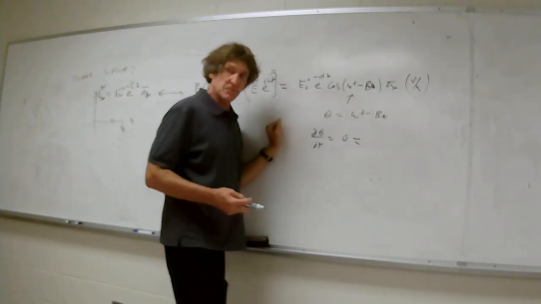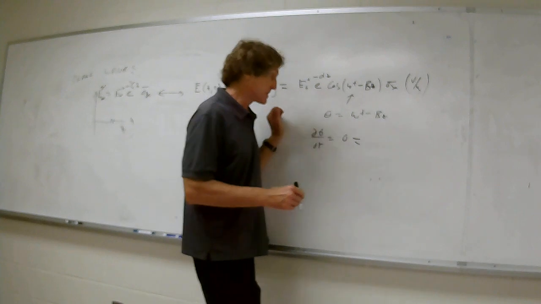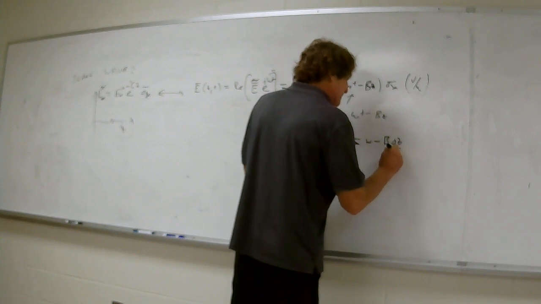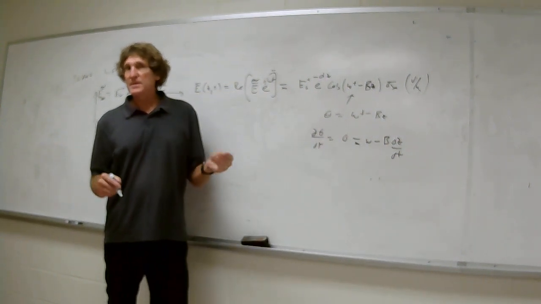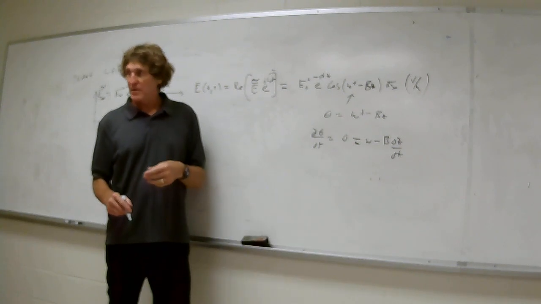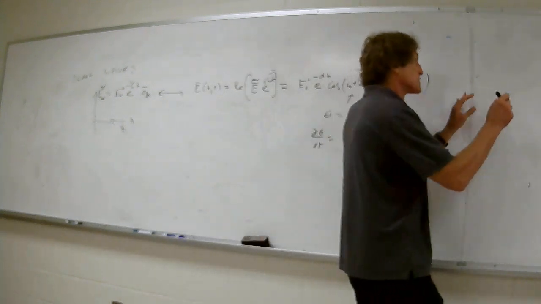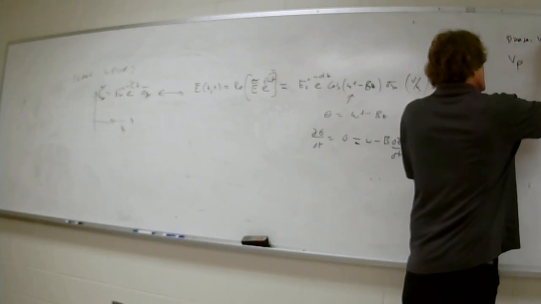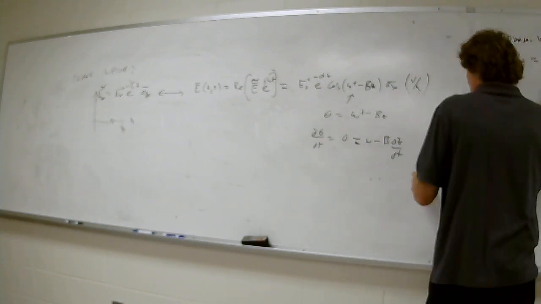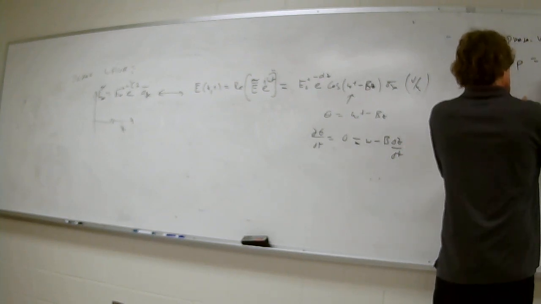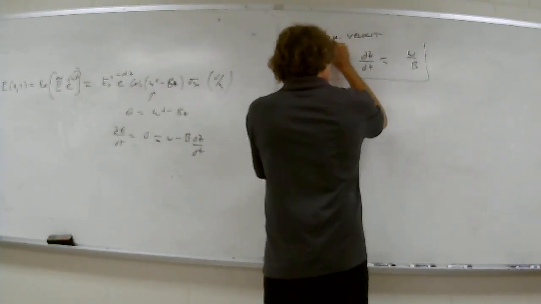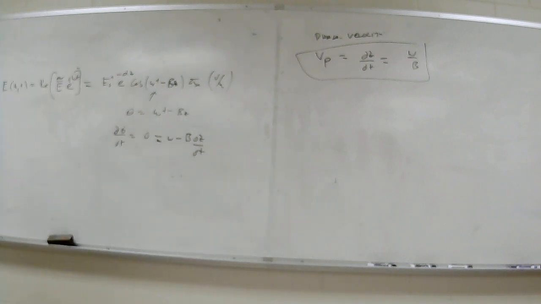We take a change with respect to t of the phase and set it equal to 0. The derivative of omega t with respect to t is just omega, and you get minus beta times dz/dt. Now, dz/dt is just like dx/dt or dy/dt. It is a velocity, called the phase velocity. So the phase velocity is simply dz/dt, and that's equal to omega over beta.